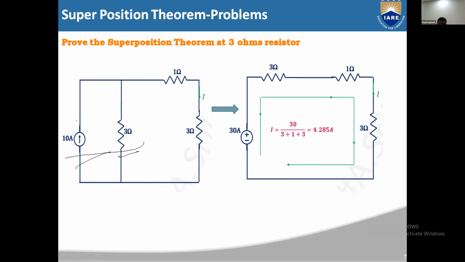Convert this total part from current source to voltage source. So what happened? V equal to IR. That is 30 volts, 3 into 3.